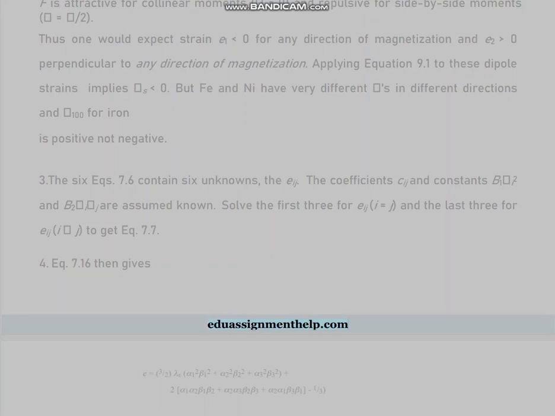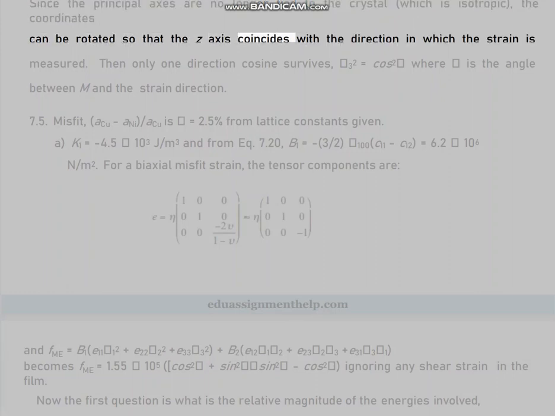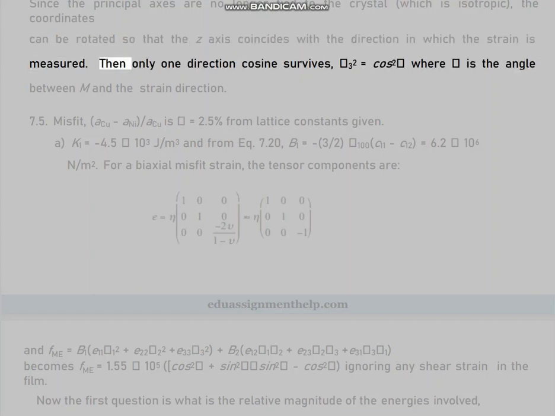Since the principal axes are no longer tied to the crystal, which is isotropic, the coordinates can be rotated so that the z-axis coincides with the direction in which the strain is measured. Then only one direction cosine survives, α3² equals cos²θ, where θ is the angle between m and the strain direction.